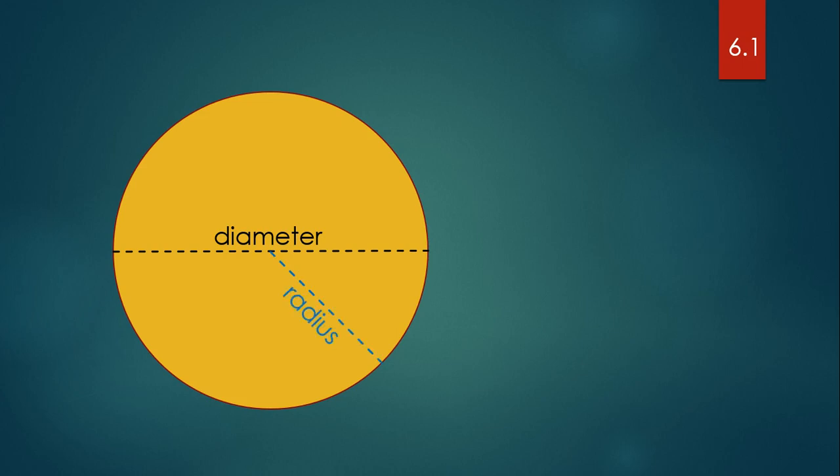A line segment that has an endpoint on the center of the circle and another endpoint on the circle itself would be a radius of the circle. And the distance around the outside of the circle is the circumference of the circle. Now all three of these things are linear measures. They're measures of length.